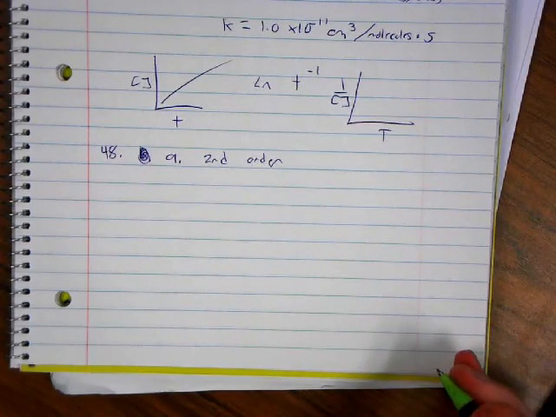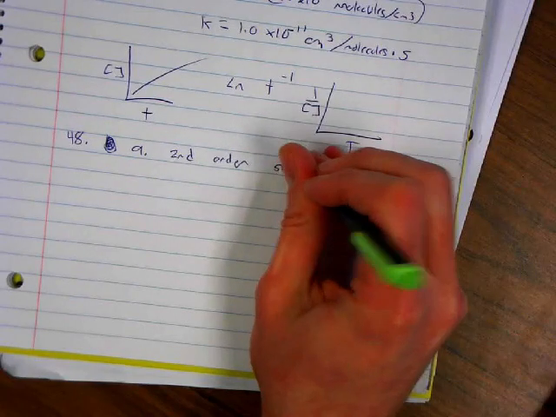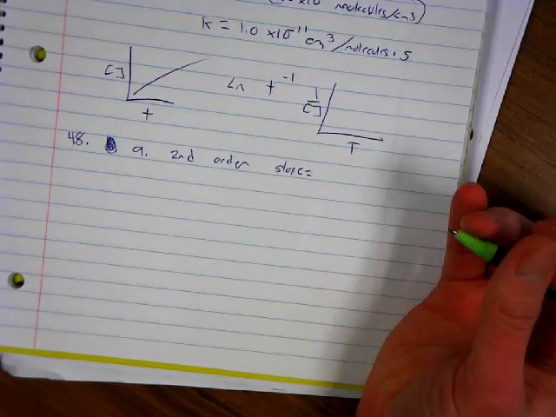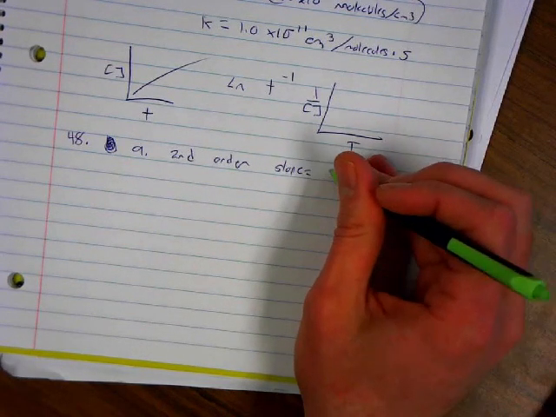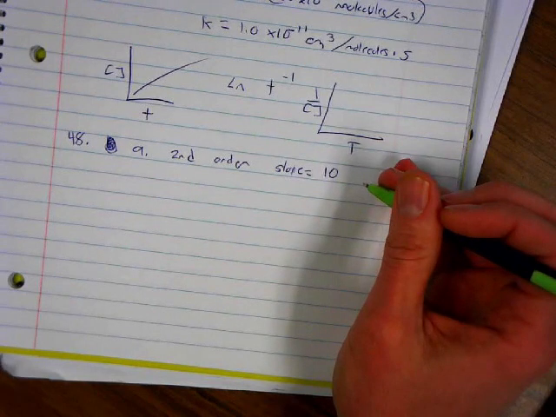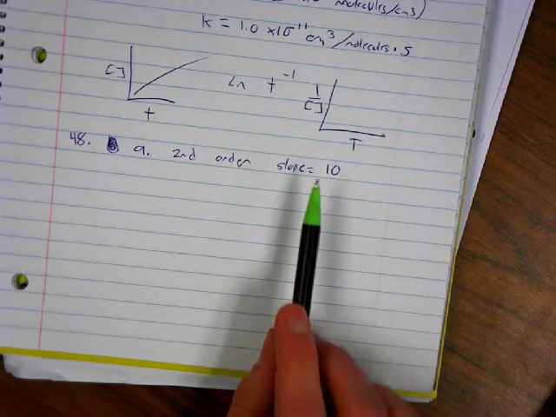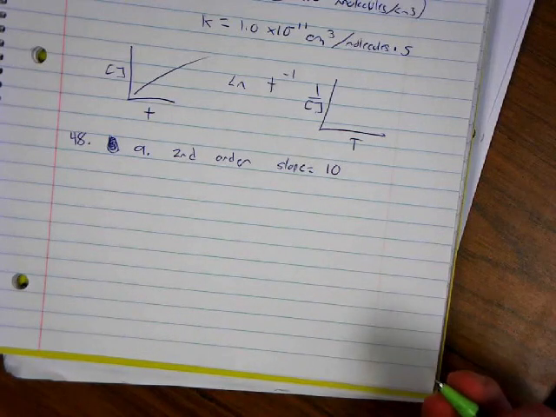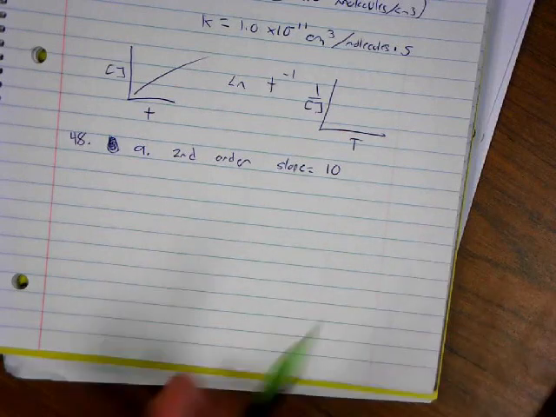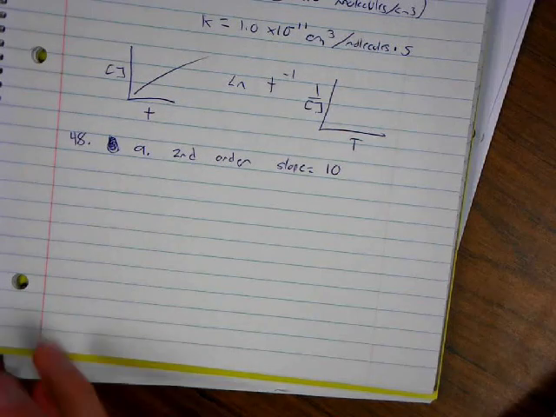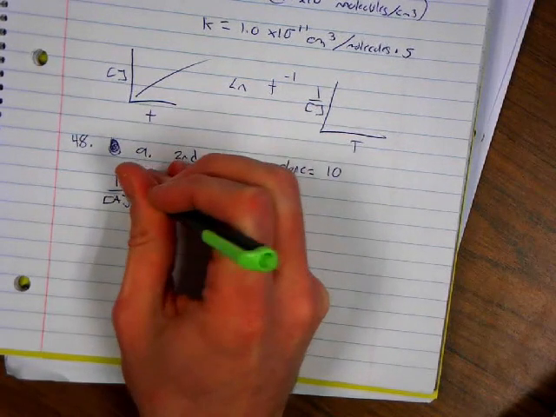In order to do 48a, what was the order you got on 47? On 47, you got that it was second order, right? So did you get your slope from that first one? What did you get for your slope? 20? You should have got 10. Your graph should have spit out 10.